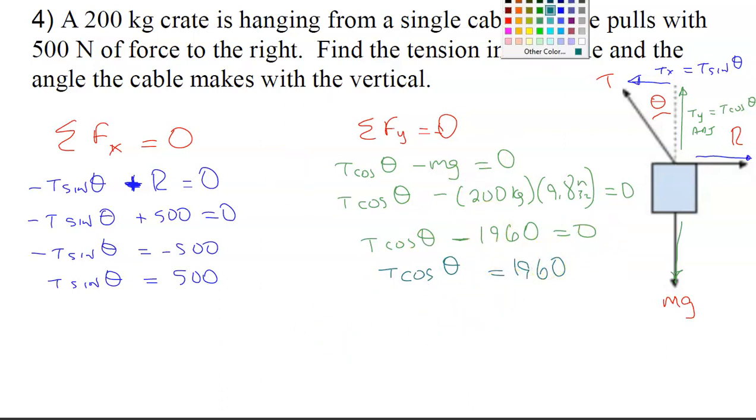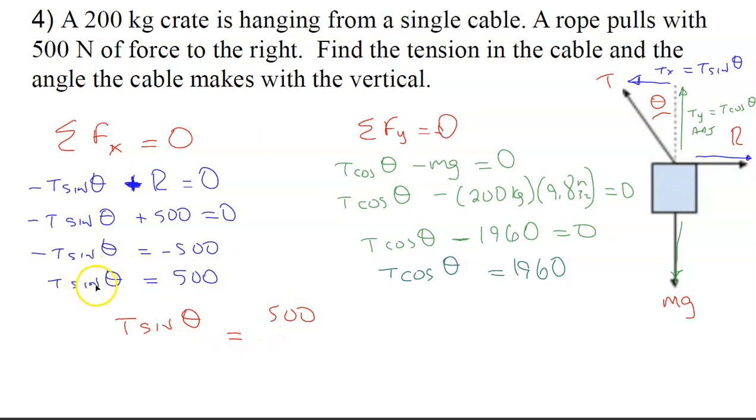All right, now let's stack these things up, see what happens. We'll take the first one here, t sine theta equals 500. I'm taking the left side of the first equation, dividing by the left side of the second equation, like that. And then I'll take the right-hand side of the first equation and divide by the right-hand side of the second equation. And it'll look like that.